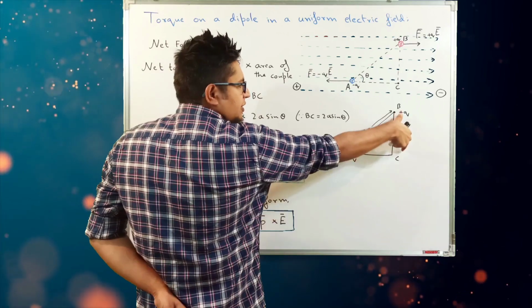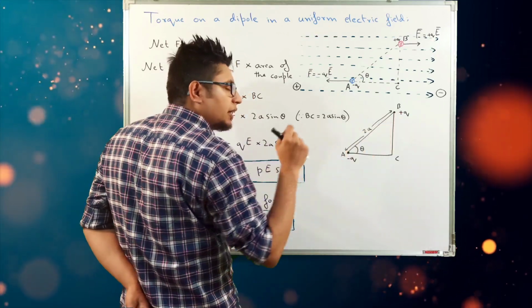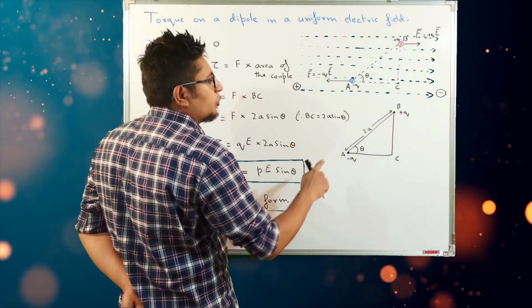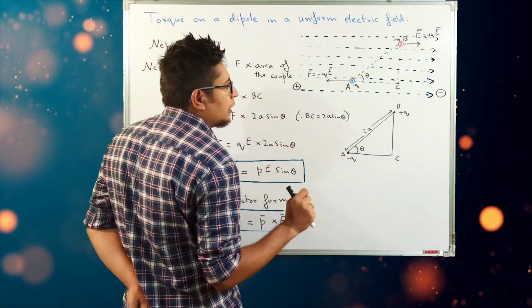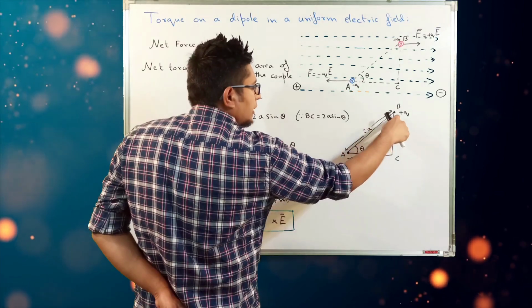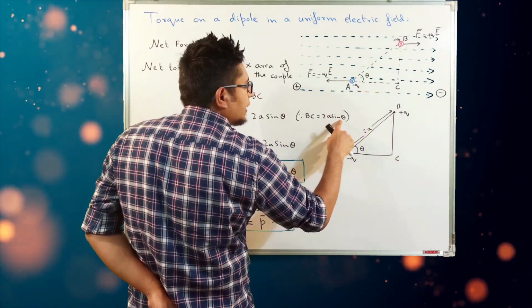In order to get this distance, I take the help of trigonometry, where sine theta is perpendicular by hypotenuse. So I can replace BC as 2a sine theta.